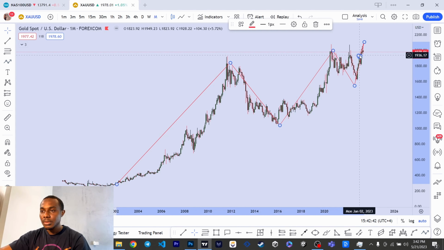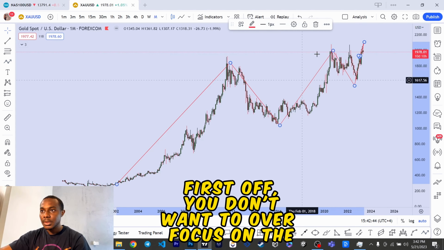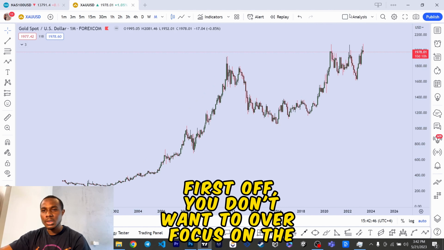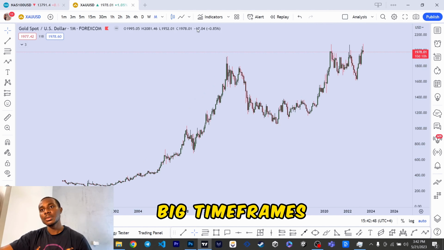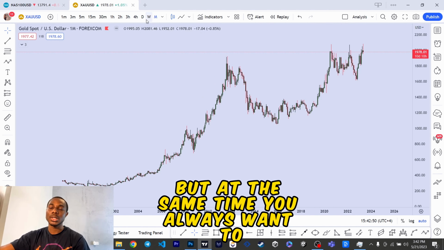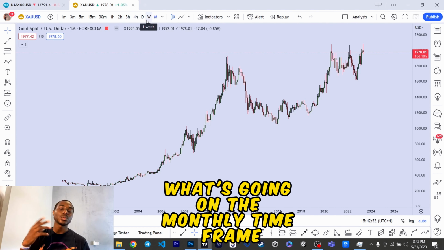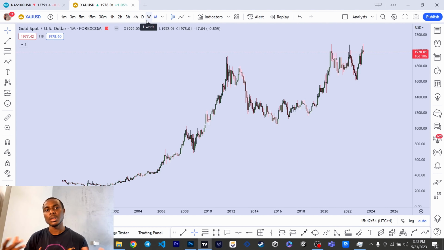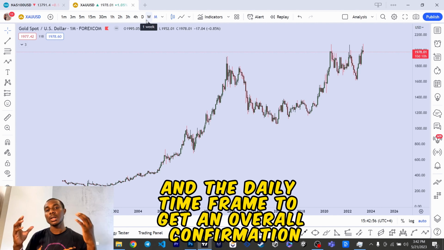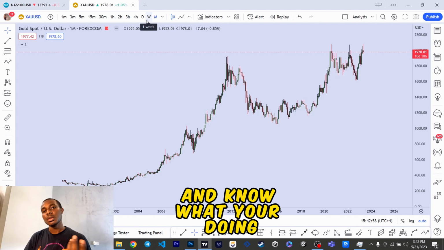First off, you don't want to over focus on the big time frames, but at the same time you always want to see what's going on the monthly time frame, the weekly time frame, and the daily time frame to get an overall confirmation and know what you're doing.